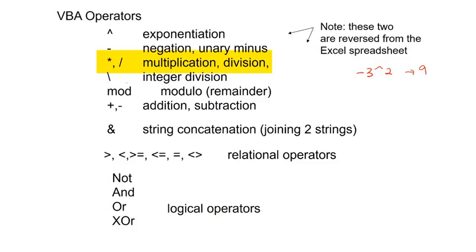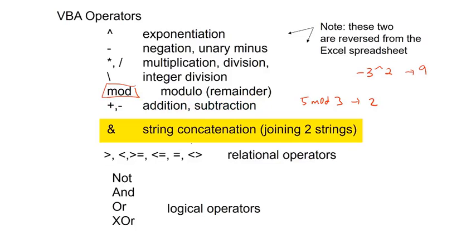Multiplication and division are the asterisk and the forward slash. You can do integer division using backslash. There's a really popular function, at least in this course, it's popular. It's called mod. So that's the remainder. For example, if we did 5 mod 3, that would give us 2. All right, so it's going to be used quite a bit in this course. Addition and subtraction, plus and minus.